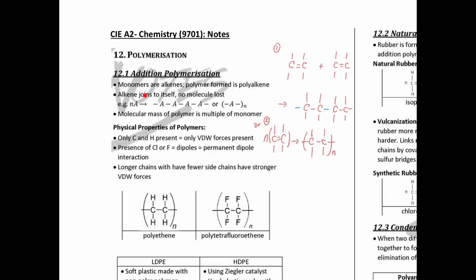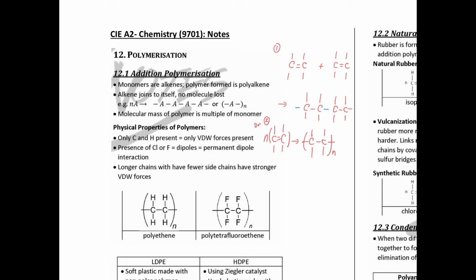So next point, alkene joins to itself. No molecules lost. They are just changing double bond to single bond and then they join up. So they don't eliminate anything. So that is the difference from the condensation polymerization where they remove water or they remove HCl. This addition polymerization doesn't remove any molecules.